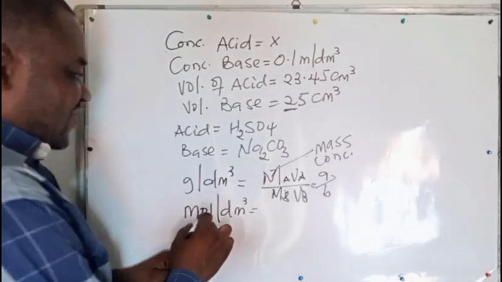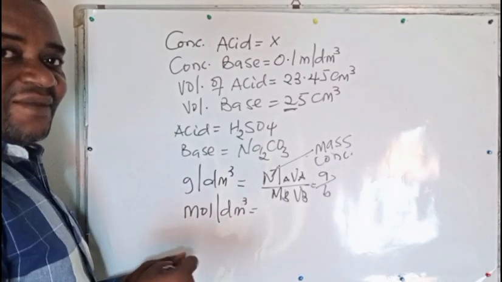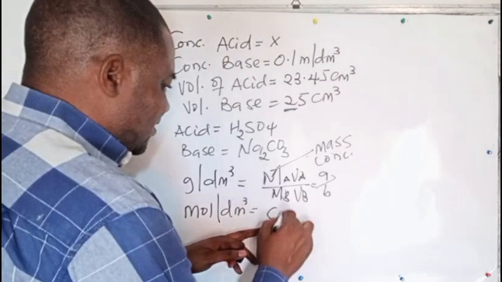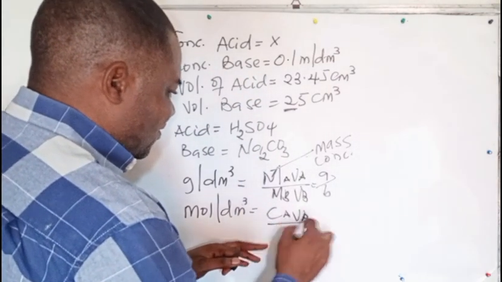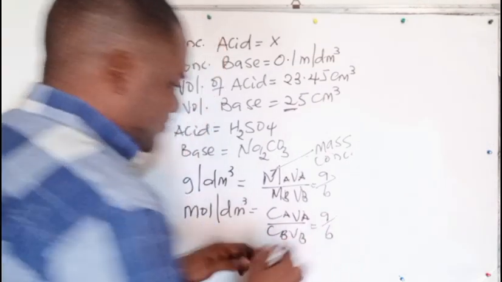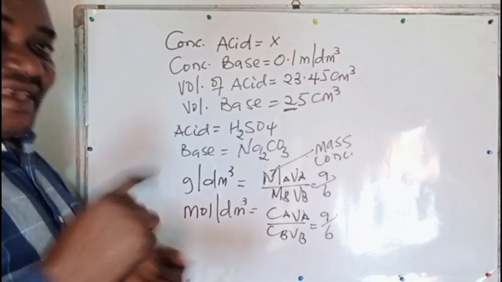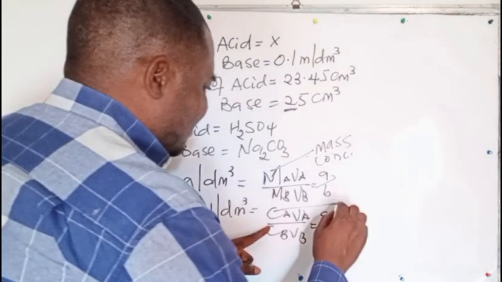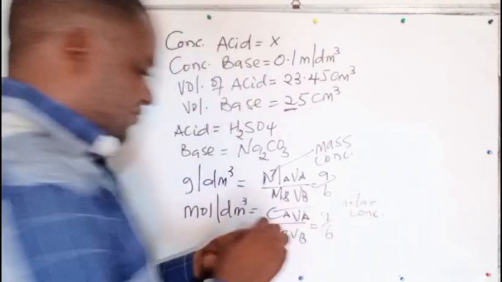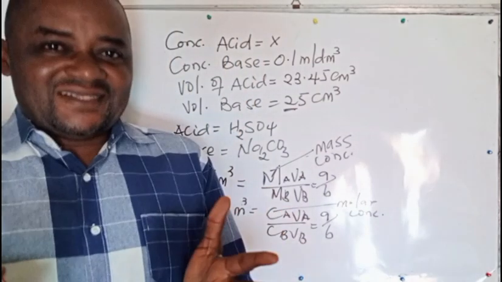But if you are calculating in moles per dm cube, depending on what the question is, then you'll be using CAVA over CBVB equals what? The mole ratio. Because here you are using molar concentration. Do you understand it?